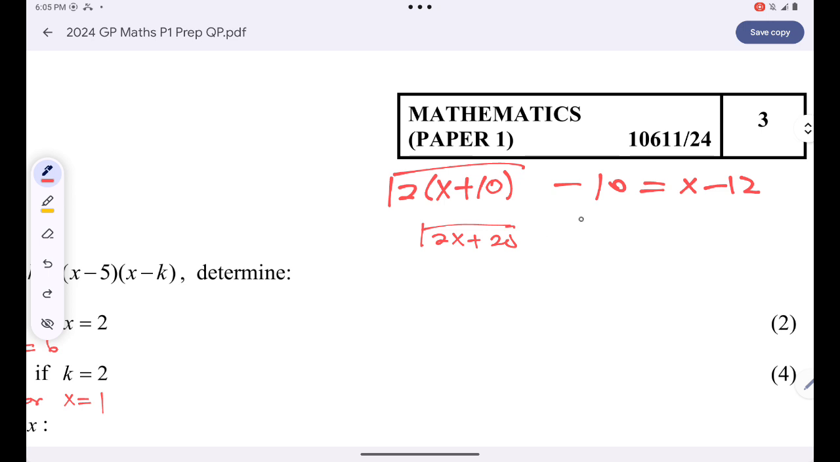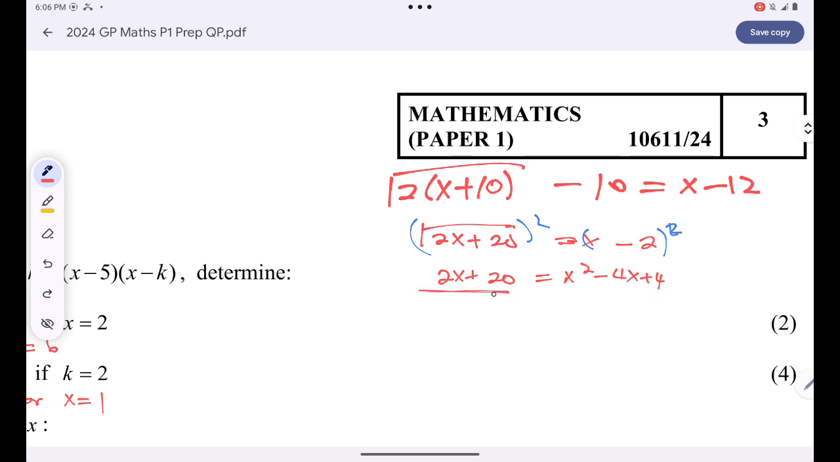Okay, and then if I take the negative 10 to the other side, I'll end up having x minus 12 plus 10 is just equal to the square root of 2x plus 20. Now all I have to do, guys, is to square both sides for me to remove the square root. I'll square both sides. Now I'll end up having 2x plus 20 is equal to x squared minus 4x plus 4.